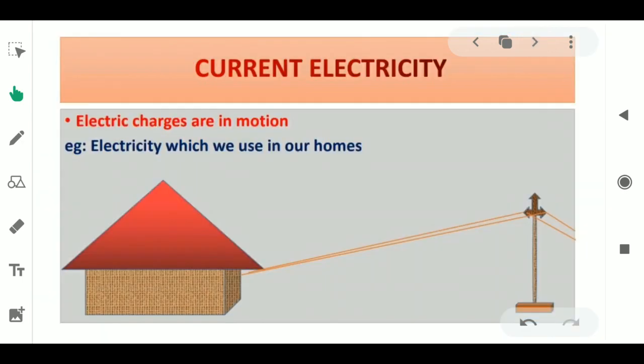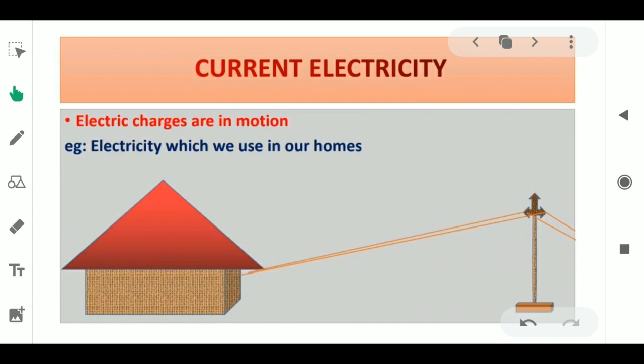And this current electricity is familiar to you. That means the electric charges are in motion. In the case of current electricity, the charges are in motion. Means, as I have told you earlier, the conductor is there and the charges are continuously passing through the conductor. So in such cases, the charges are moving through the conductor. Clear?